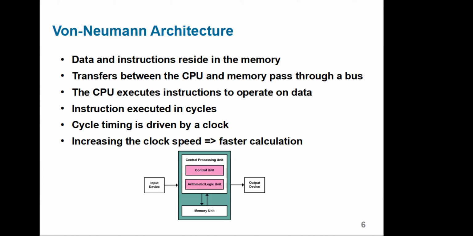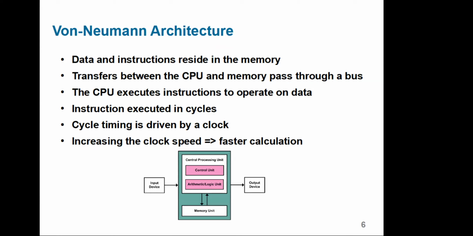And in order to transfer the data or the instructions between the memory, the storage, and the active part, the CPU, it passes through some bus. Well, a bus is literally a series of wires and maybe some chips that help this process of transferring data between the CPU and the memory. When the CPU grabs the instructions from the memory, it will execute those instructions to operate on the data, which it also gets through the bus from the memory.